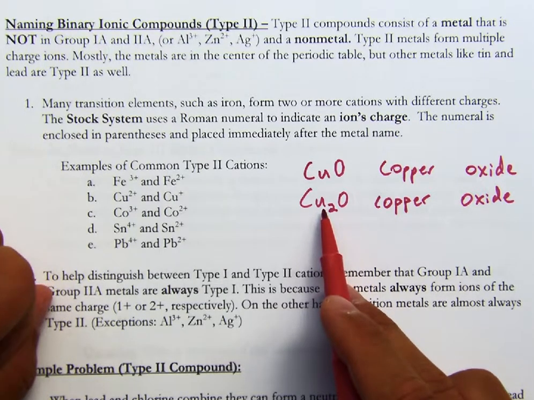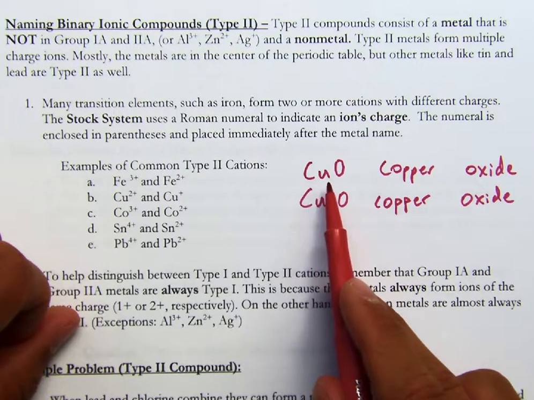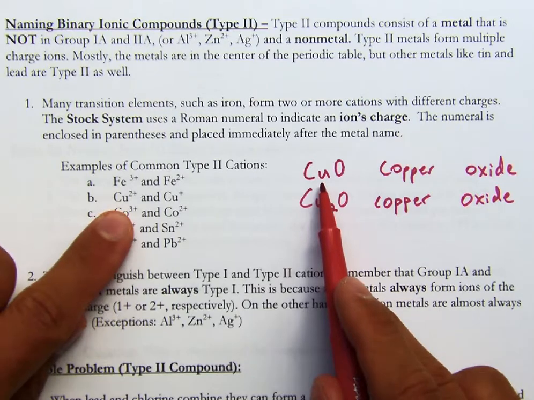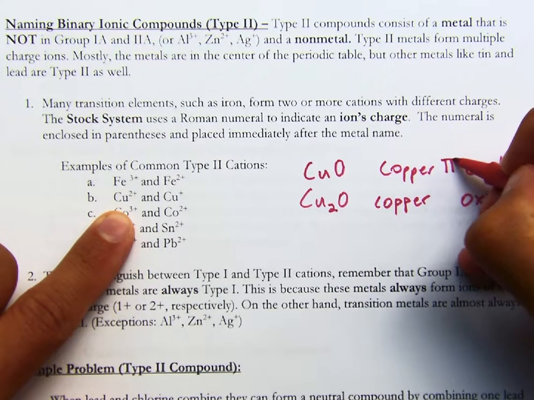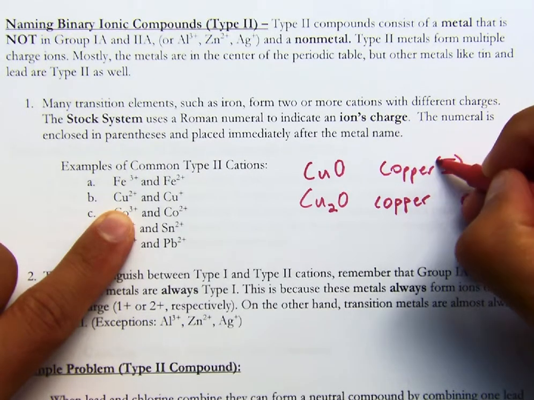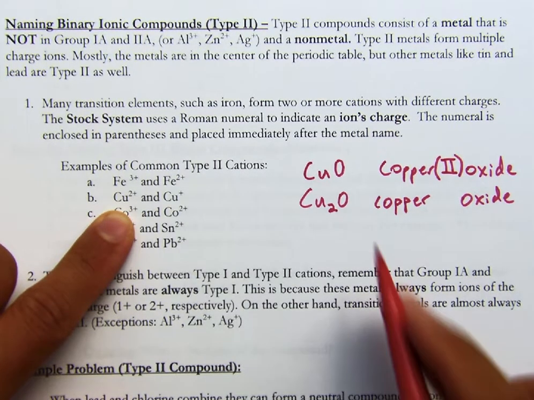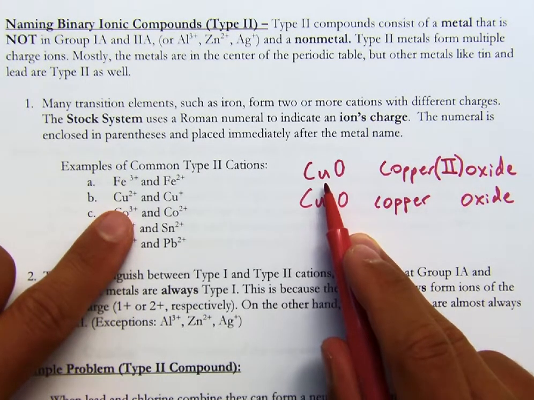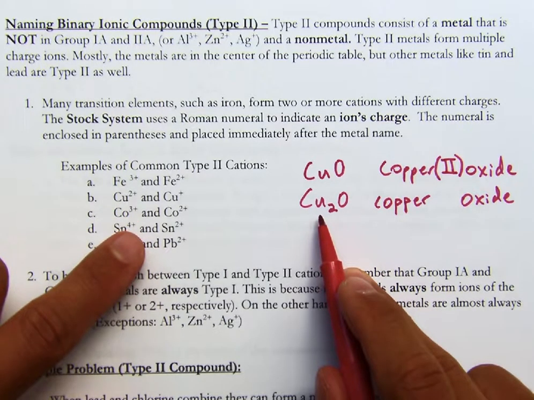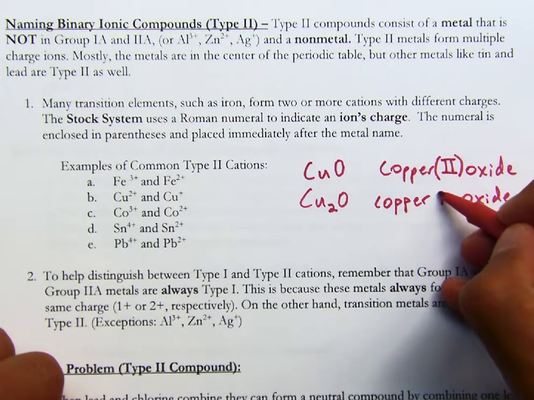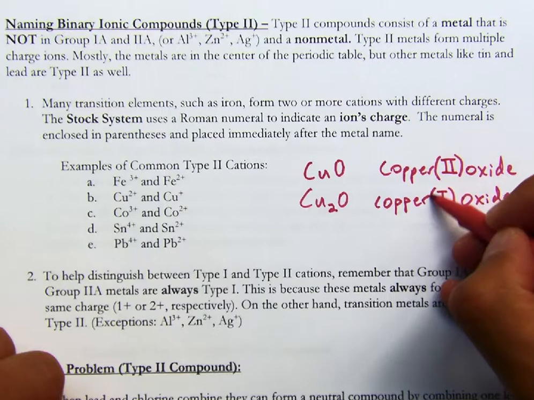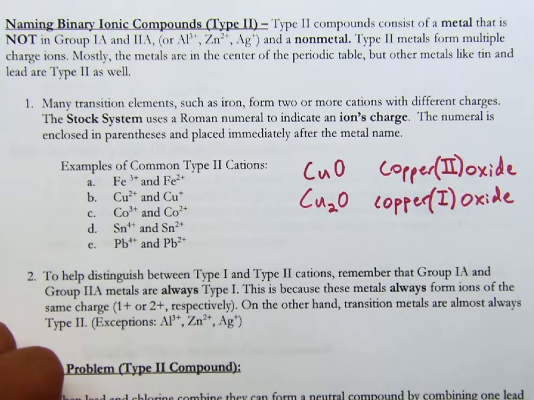And to do that, we use Roman numerals. And the Roman numeral tells you the charge of the metal. In this case, oxygen's -2, copper is +2. This is a neutral compound. So we write copper, and then we're going to have the Roman numeral 2 in parentheses, oxide. This is called copper(II) oxide because the charge of copper is 2. In this case, oxygen's -2, copper has to be +1. So this is copper(I) oxide. Copper(I) oxide, copper(II) oxide.